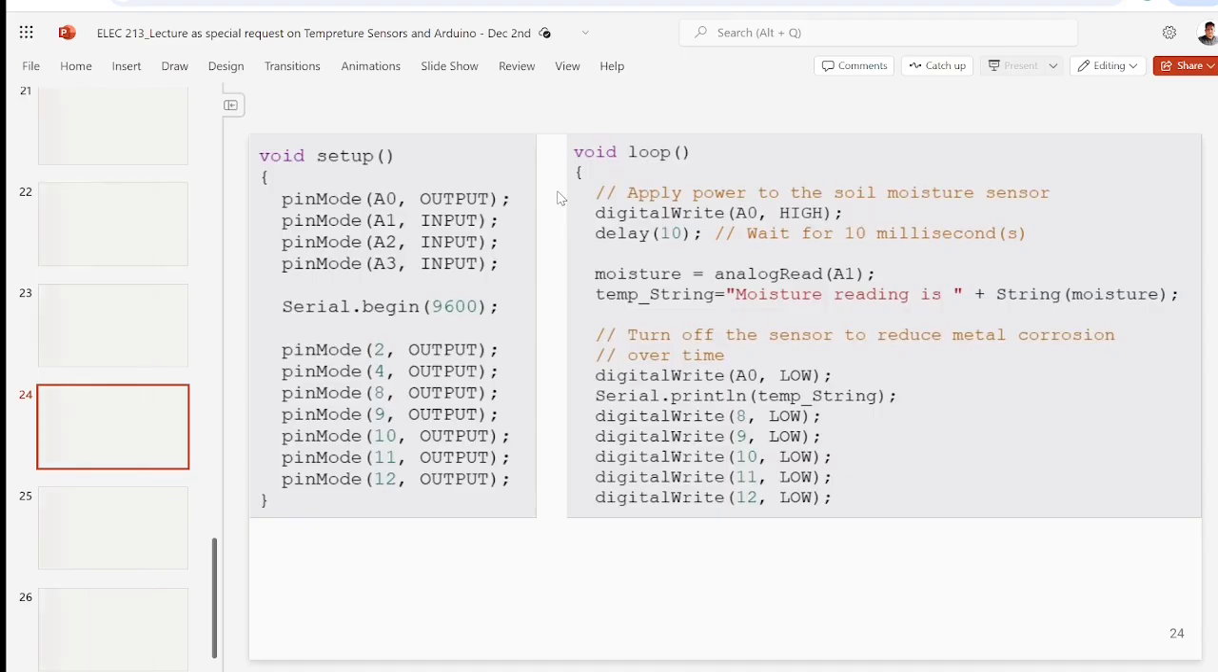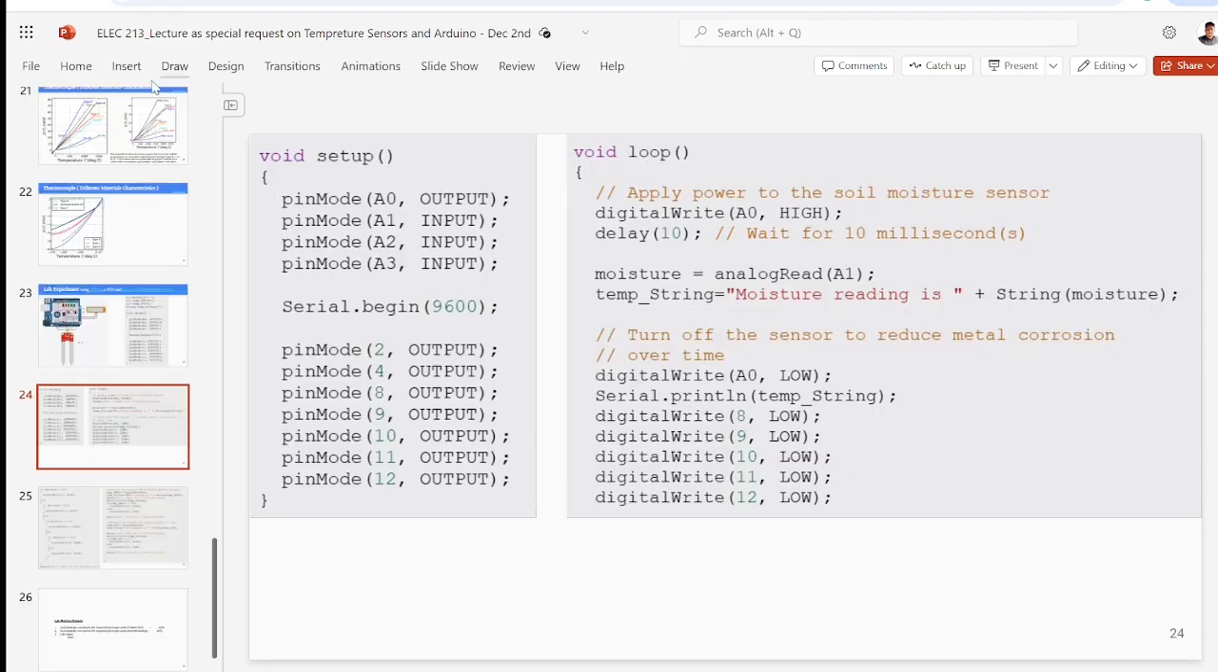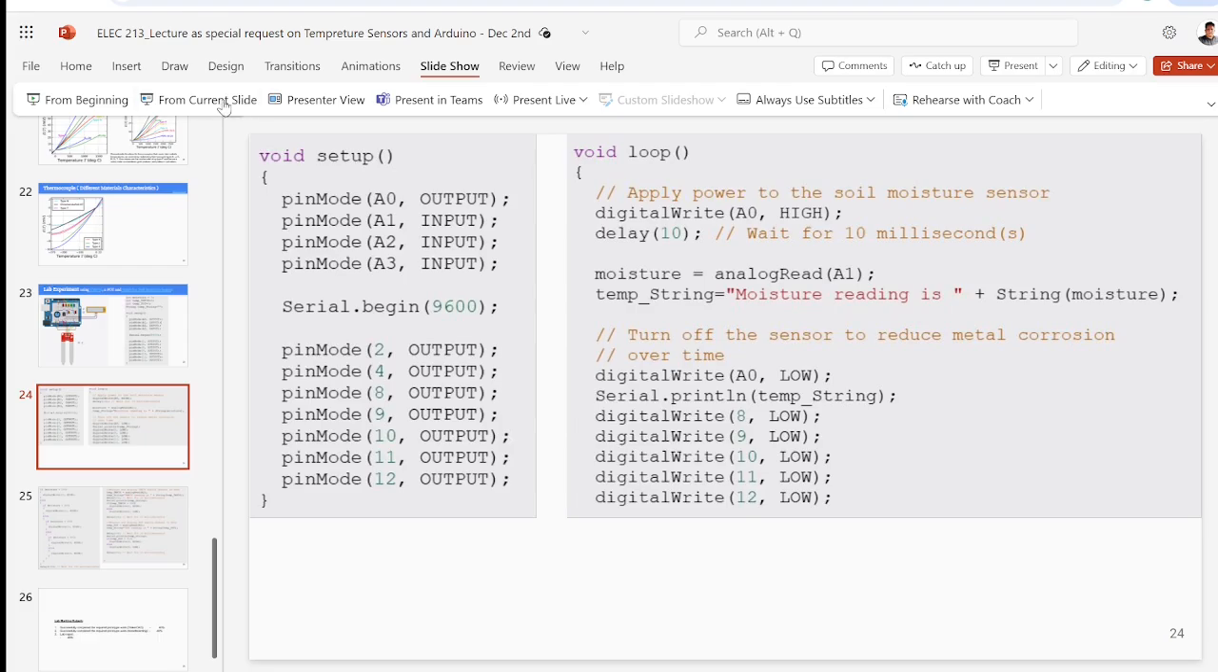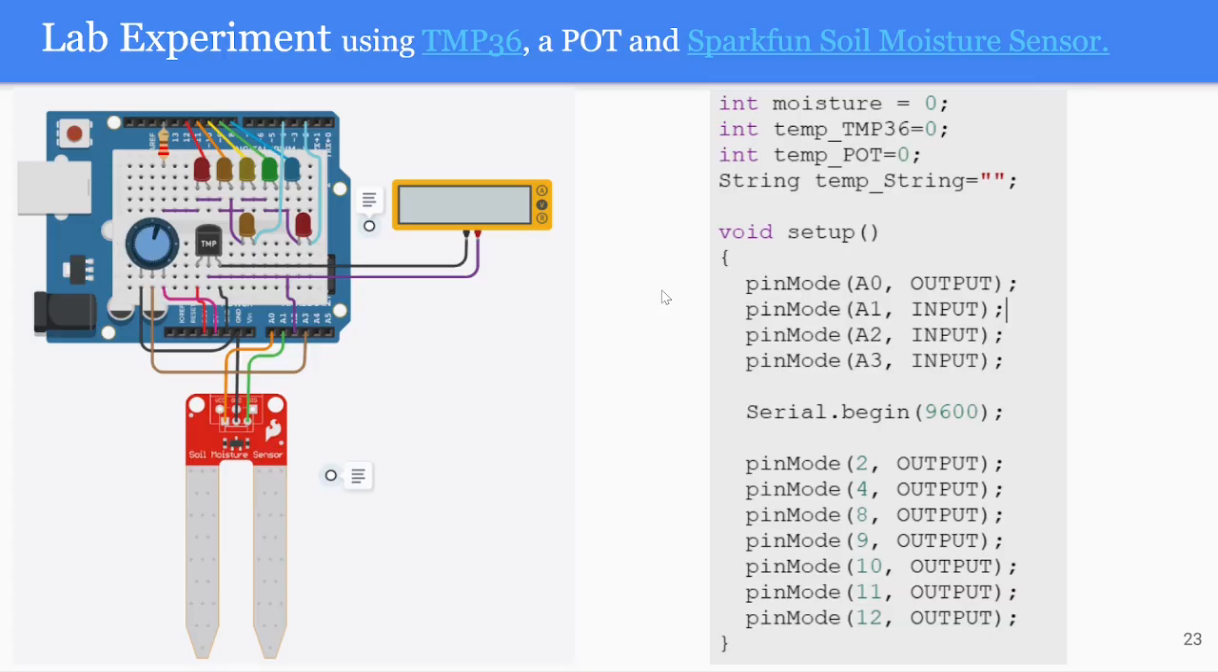I'm going to explain the code to you from the current slide. Again, as you can see here, I have defined these variables and initialized them to be 0. This is a string variable. I just make it a kind of null string in the beginning. This is just for debugging purposes.